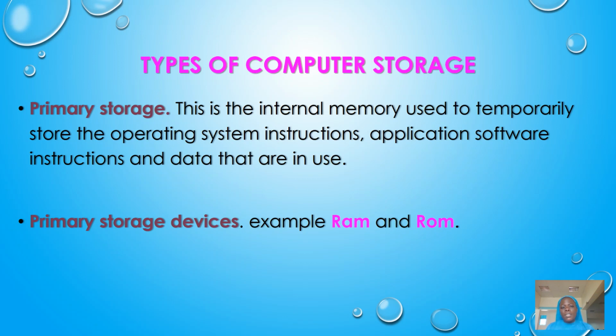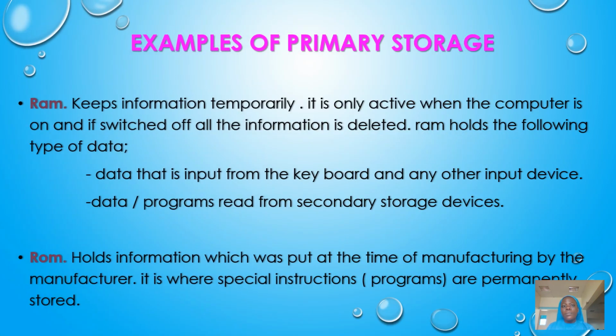Primary storage devices. Some of the examples of primary storage devices, we have the RAM and ROM. RAM keeps information temporarily. It is only active when the computer is on and if switched off, all the information is deleted.